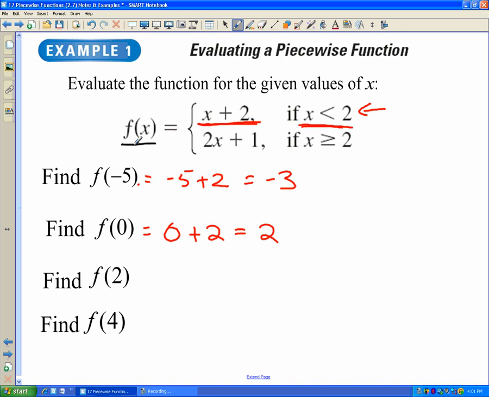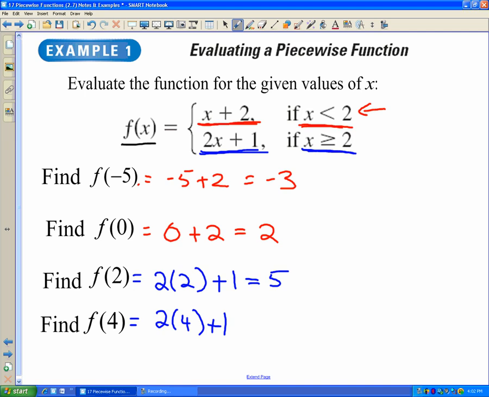I have f of 2, so x is greater than or equal to 2. It's equal to 2. So I'm now going to use the part of the function that's 2x plus 1. So this is 2 times 2 plus 1. 2 times 2 is 4, plus 1 is 5. And finally, f of 4, again, this is greater than or equal to 2. So I'm going to use 2x plus 1. 2 times 4 plus 1. 2 times 4 is 8, plus 1 is 9.